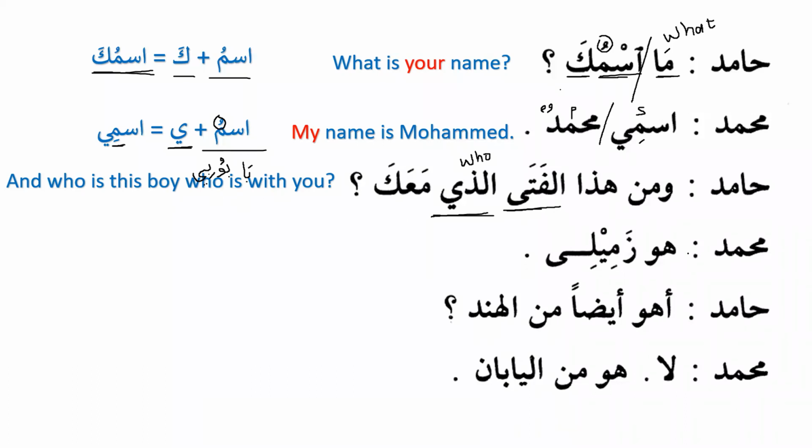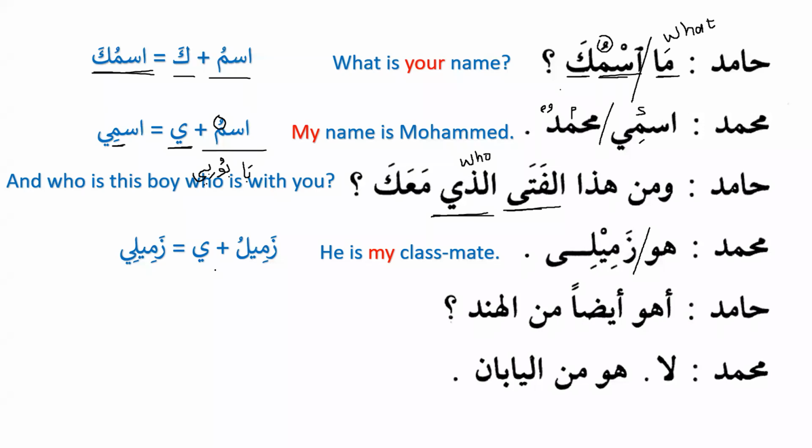Muhammadun: Muhammad, huwa zamili, he is my classmate. So again, zamili was basically the combination of zamilu plus ya, and we call it ya al-mutakallim.